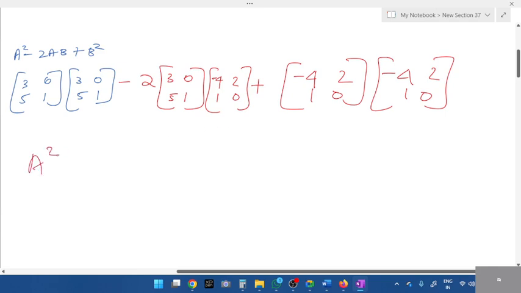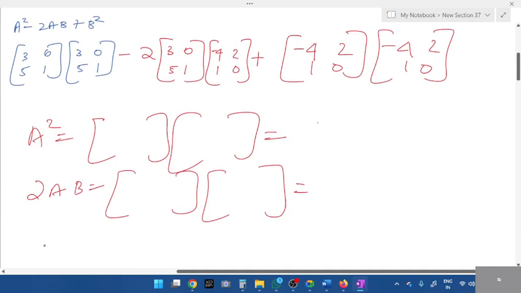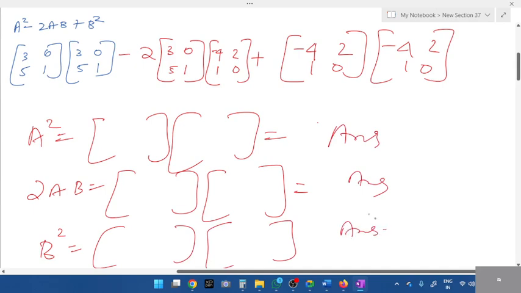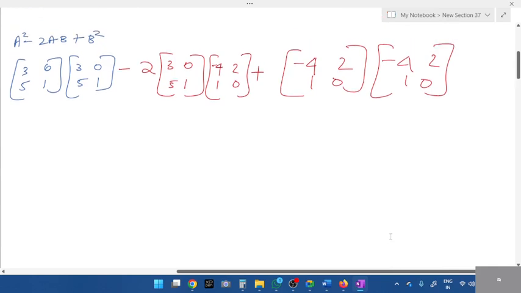If not, A square. First complete A square. Next, take 2 into AB. Able to understand what I'm explaining here, all of you? Is it clear? Next, B square. Take B square. So you'll get three answers here. Whatever answer you get, A square minus 2AB equal the last one. Fine. Until and unless you don't get confused, students. If you're getting confused, do it separately.